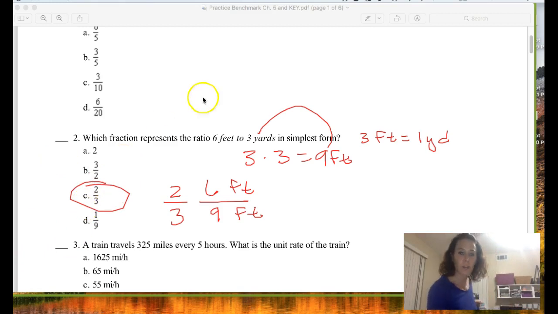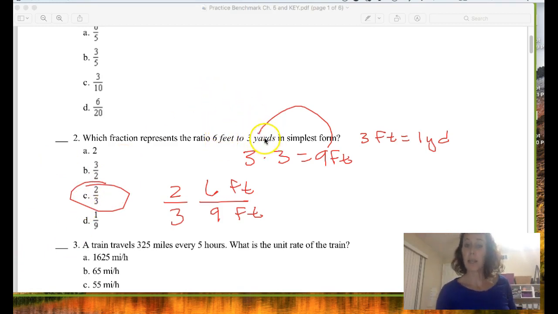A little hint, careful here. It said feet to yards, and it went 6 to, we changed these to feet also, 6 to 9. Don't get confused and do it the other way. This would be if I went 9 to 6. So don't let that confuse you. Make sure you do it in the order they give it to you.